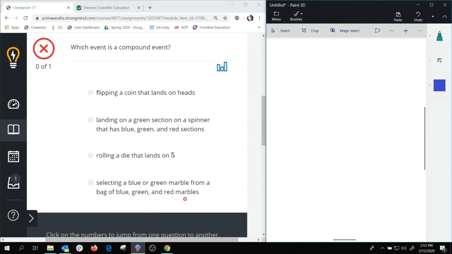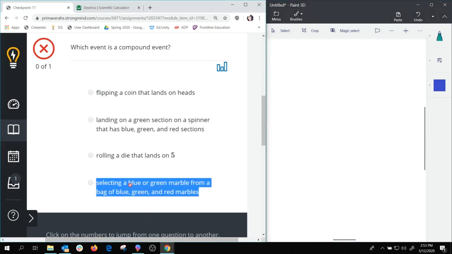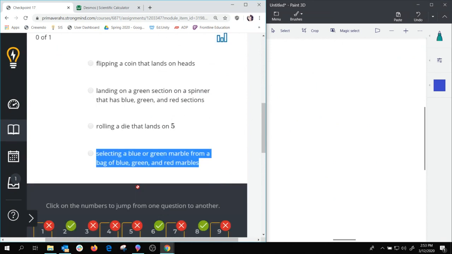So this one only has one right answer. Between those two that you guessed, one of those is correct. The fourth one, perfect. Yes, because it's selecting a blue or a green marble from a bag that has blue, green, and red. The second one is not, because it's only landing on one section of a spinner, versus down here we're talking about picking two different color marbles. Perfect.